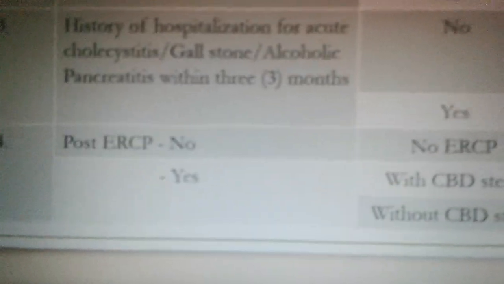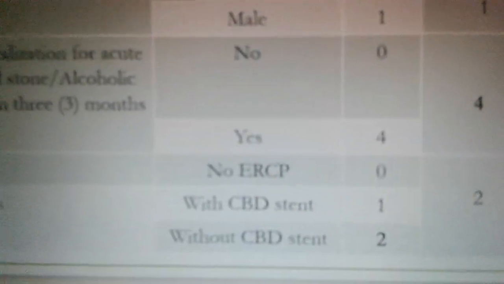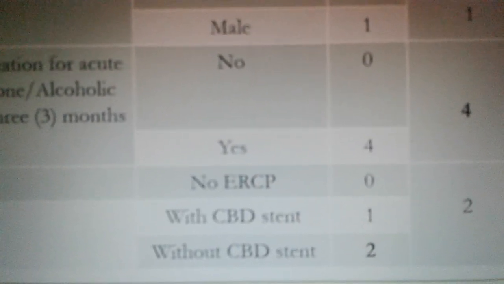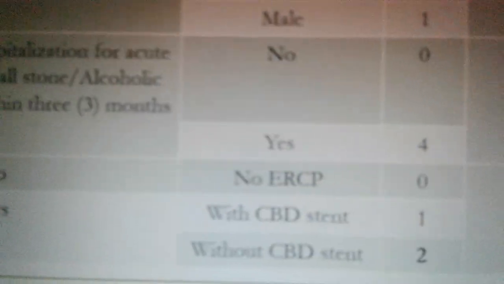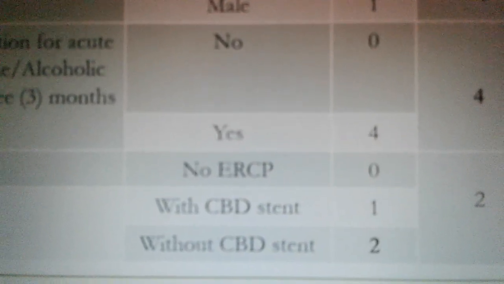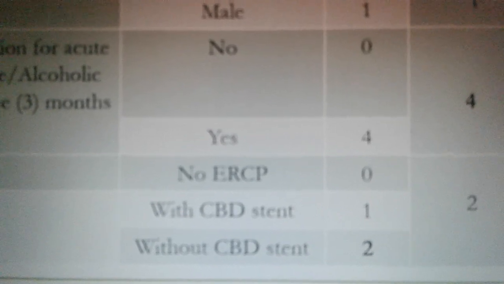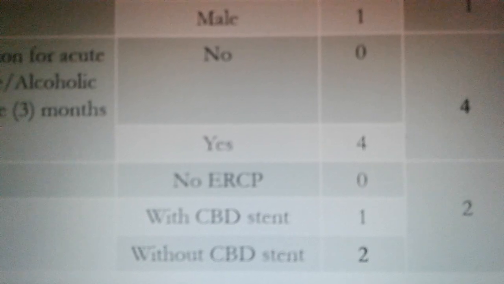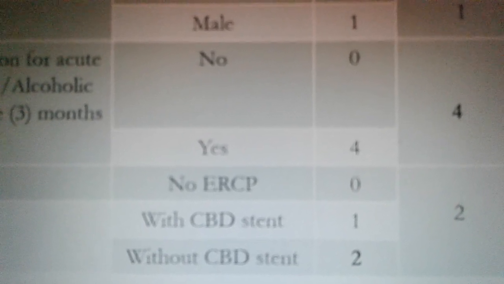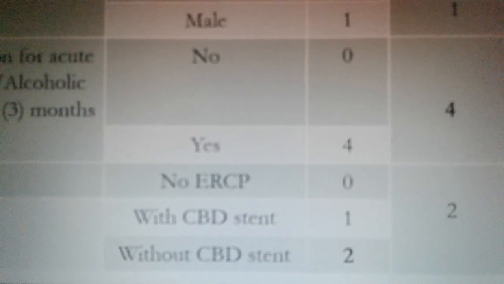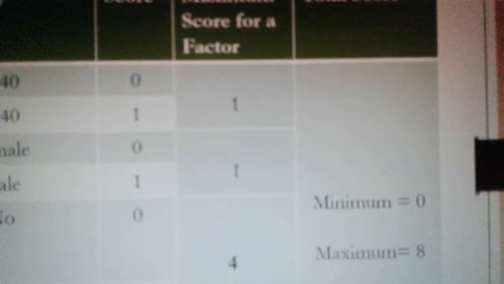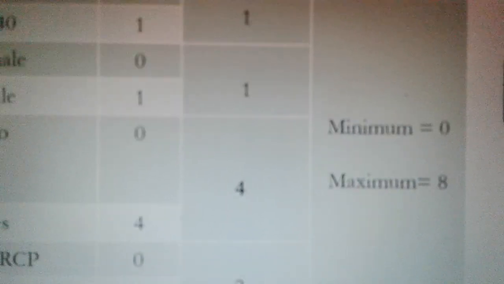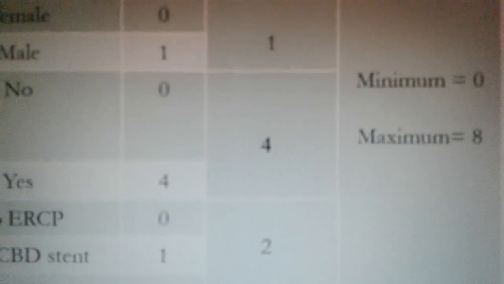Post ERCP, no, means no ERCP done. There is no history. 0. Yes, with CBD stent, give 1 score. Without CBD stent, only sphincterotomy, no CBD stent, give 2. Maximum score 2. Now if we add up all these maximum scores, 1 plus 1, 2, 2 plus 4, 6, 6 plus 2, 8. It becomes 8.